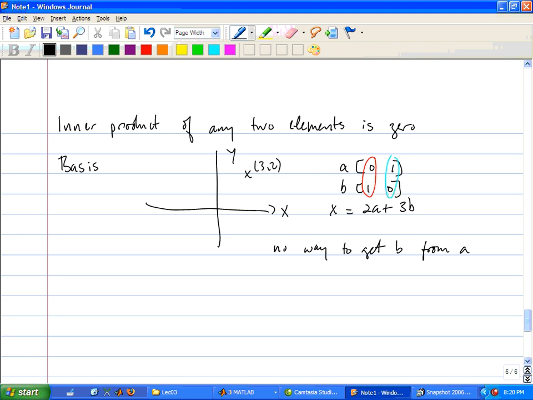Now, there could be other orthogonal bases, right? So for this same coordinate system, you could have 1, 1, and 1, negative 1. That's also an orthogonal basis. And if you were to draw them, the key thing in both cases, yep, absolutely, is that they're perpendicular to each other.